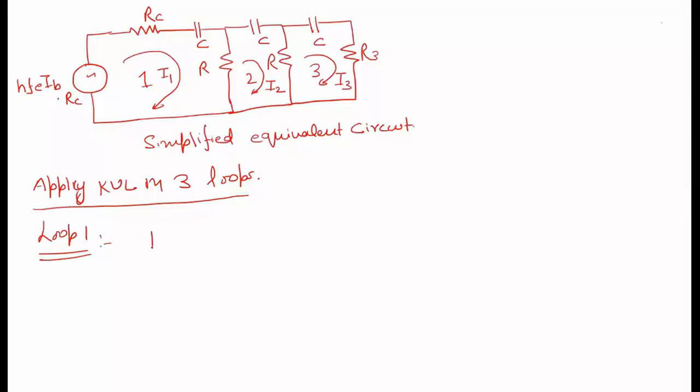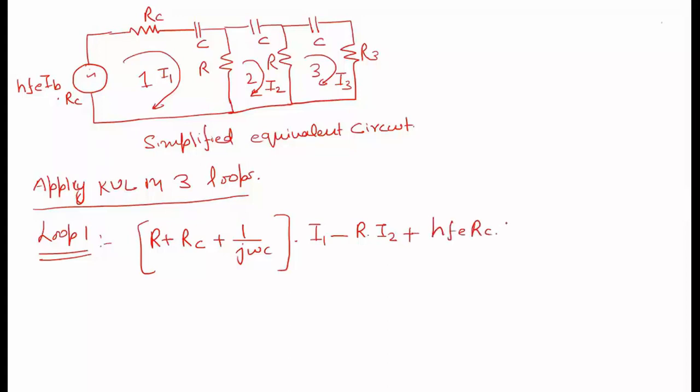So we can write R plus RC, here we have the RC, and this is R, plus 1 upon j omega C, into I1 minus, here the current I2 is opposite to the direction of current I1, so minus R into I2, plus this voltage source. So we can write it as HFE RC into IB equal to 0.